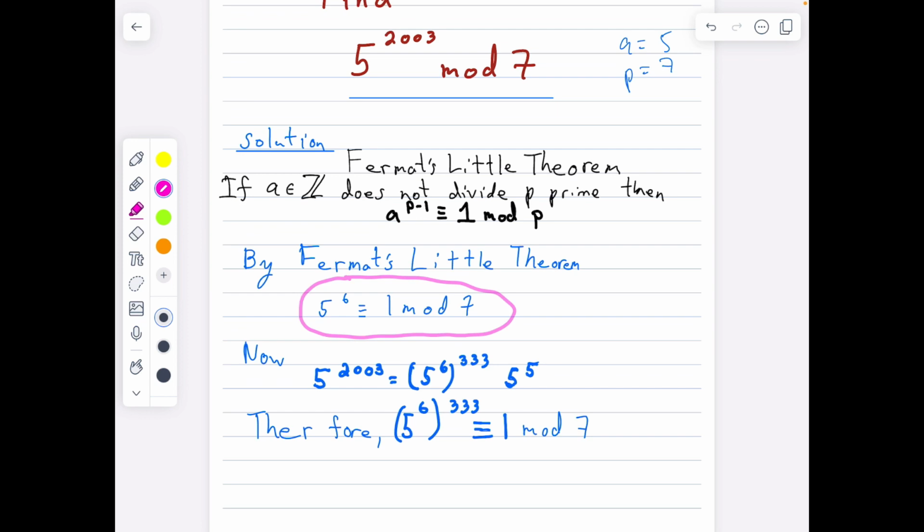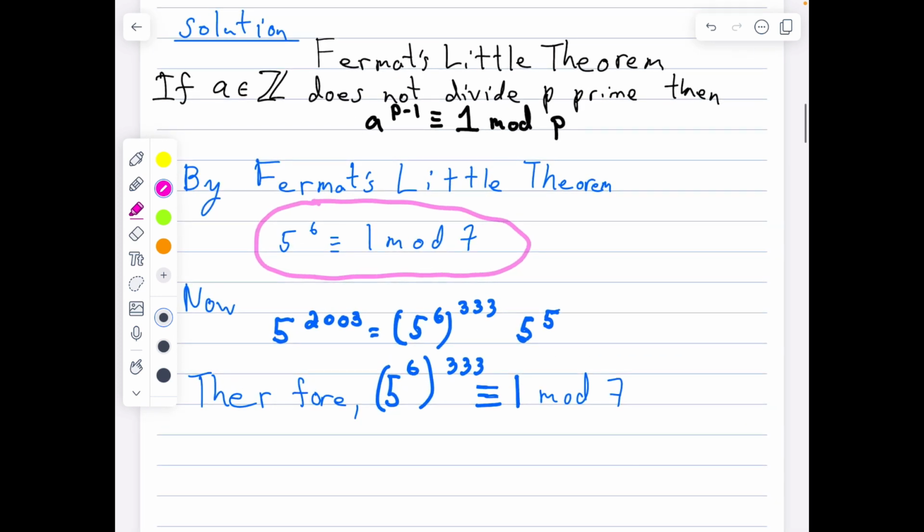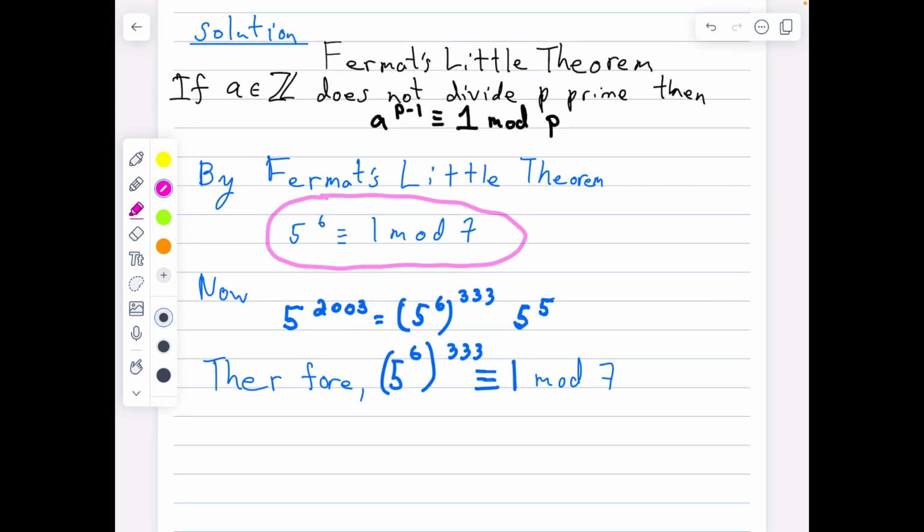And what we're going to do is, based on that, build ourselves up to an expression that's equivalent to 5 to the 2003 mod 7. All right, well, let's go ahead and do that. So here's what I did. We have 5 to the 2003 is equal to 5 to the 6, all raised to the 333, times 5 to the 5th. How did I get that? Well, I took 2003 and divided it by 6. And 6 goes into 2003 333 times, and you have a remainder of 5.